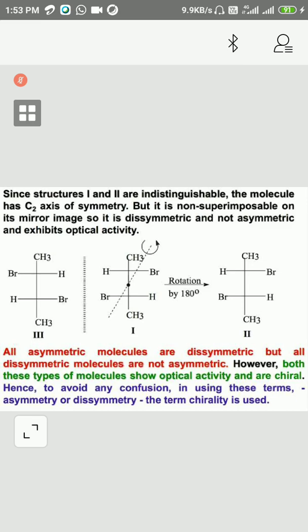Here we can see some examples: first, second, and third, three structures. In this we can see the molecule has a C2 axis of symmetry but is not superimposable on its mirror. For C2 symmetry, there is one axis, and if you rotate by 180 degrees you get the same molecule. Rotate this one 180 degrees and you get the second one. So all asymmetric molecules are disymmetric, but all disymmetric molecules are not asymmetric. This is very important. Both these types of molecules are optically active and chiral.